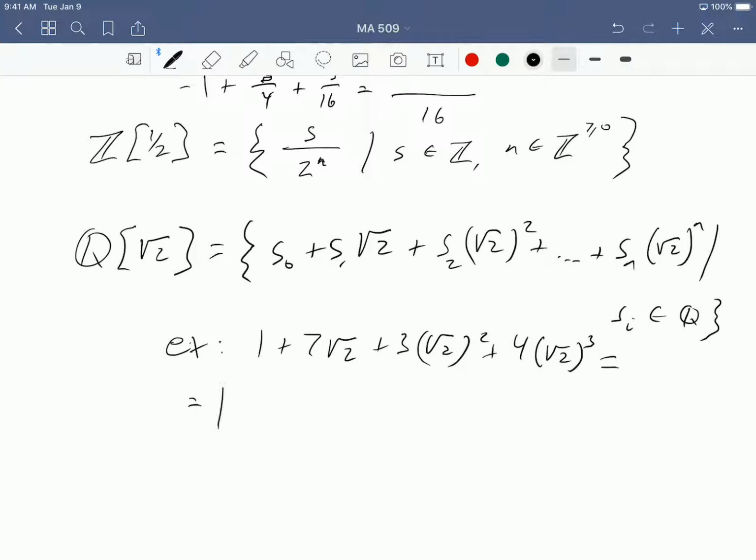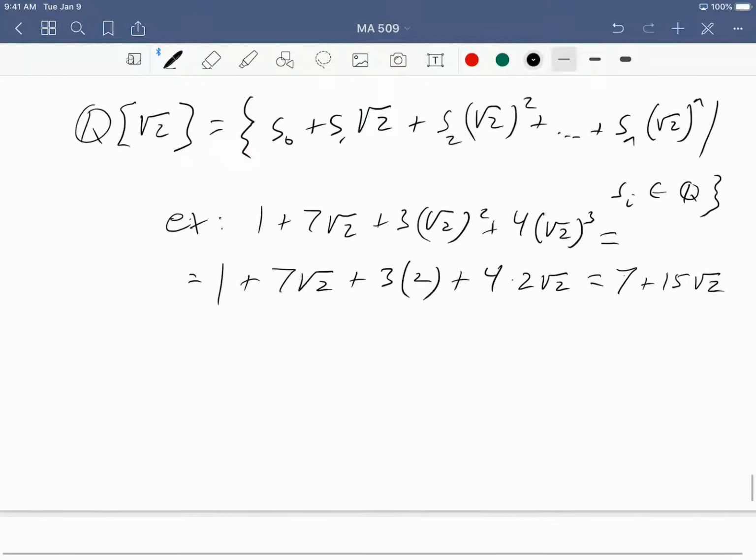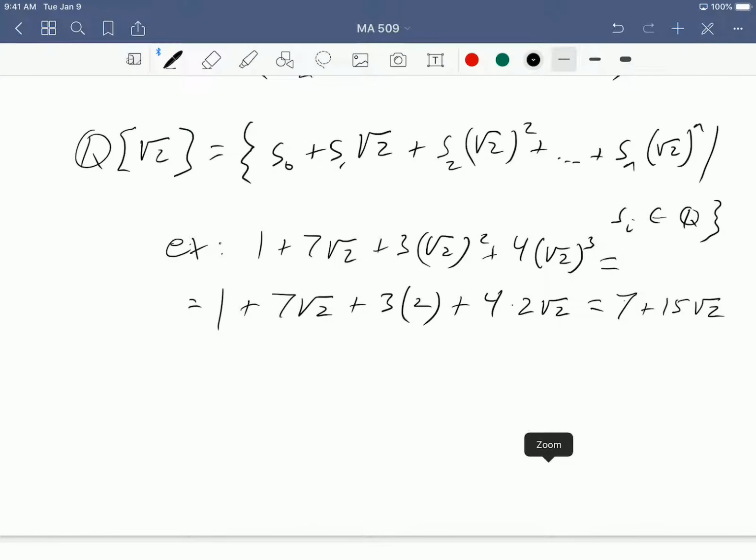I can rewrite this as 1 plus 7 root 2 plus 3 times root 2 squared, which is just 2, plus 4 times root 2 cubed, which is just 2 times root 2. And so I can clean this up even further and say, well, then really I have 1 plus 6, so 7, and 7 root 2's and another 8 root 2's means I have 15 root 2's. And if you think through any polynomial expression like this, with root 2, I can always reduce like this.